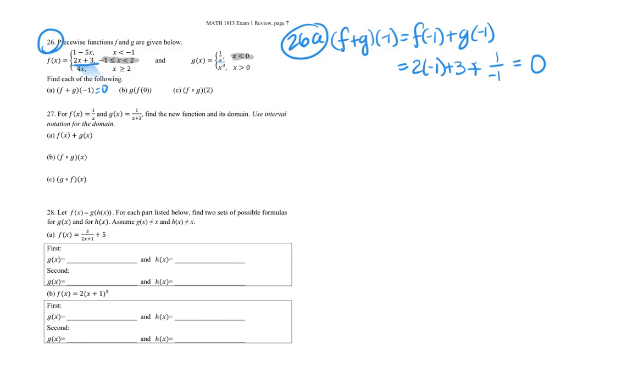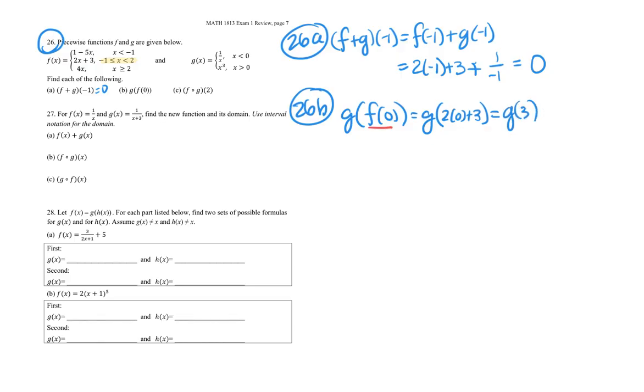And then 26b is g of f of 0. So to evaluate this, we're going to first evaluate f of 0. And so to evaluate f of 0, I'm going to start by looking for where the 0 shows up in the function f. So 0 would be between negative 1 and 2. So I'm going to use that equation there. So that would be g of, I'm going to plug 0 into that. So 2 times 0 plus 3. So this is g of 3.